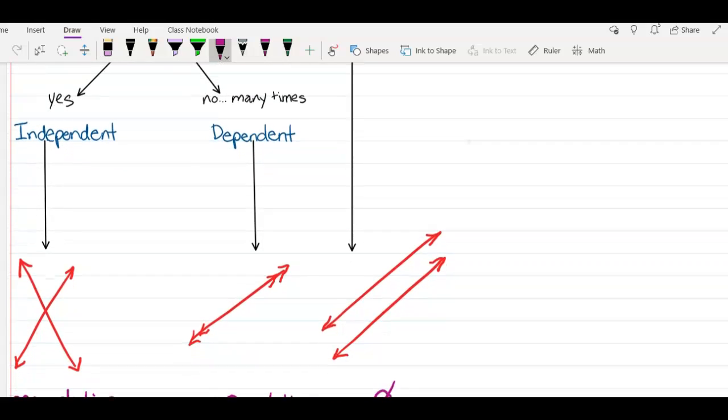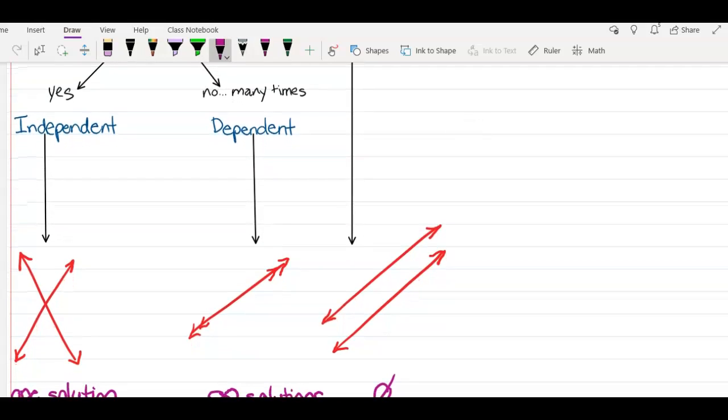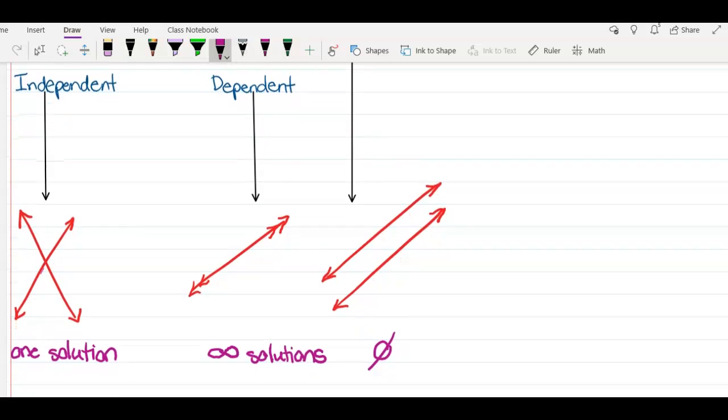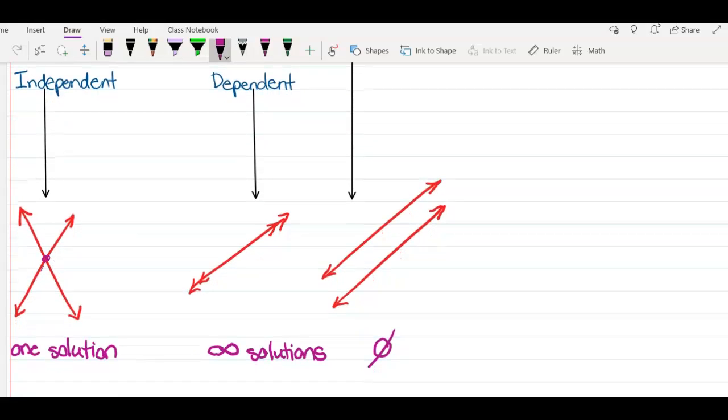And this is what it looks like visually. If you look at the graph of a system of equations and it's two lines that intersect, they have one solution right here. That's the only spot they intersect, one solution. This is a consistent, independent system.